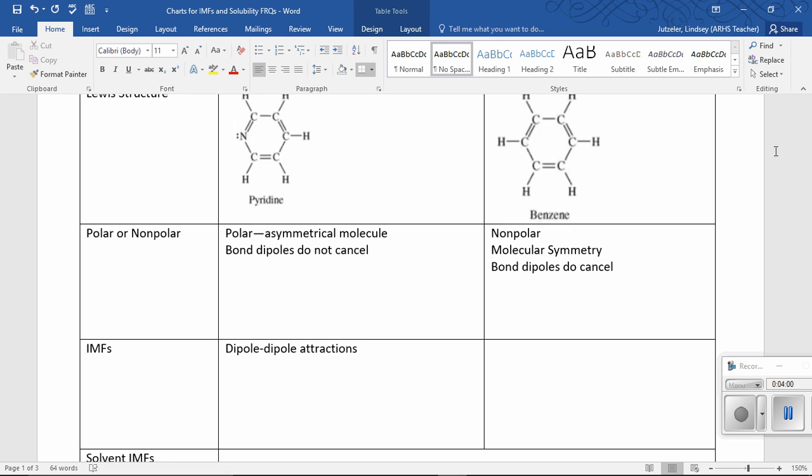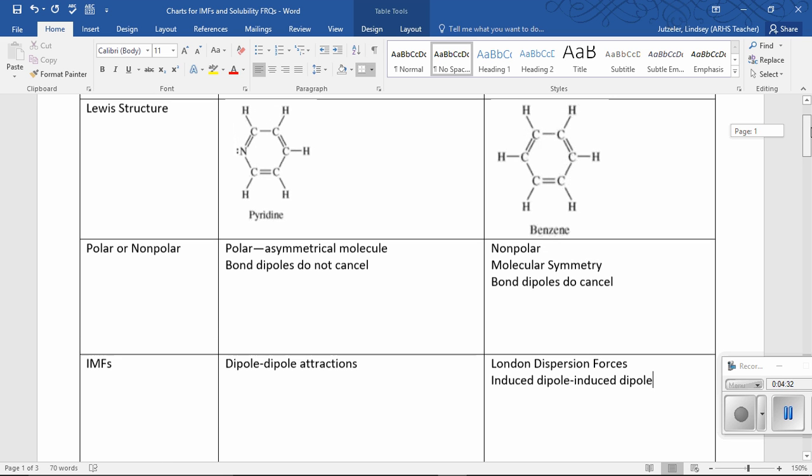Benzene has nothing. It's nonpolar, so it's going to interact with other benzene molecules through London dispersion forces. You can abbreviate that LDF if you want, or call that induced dipole. That would work as well.